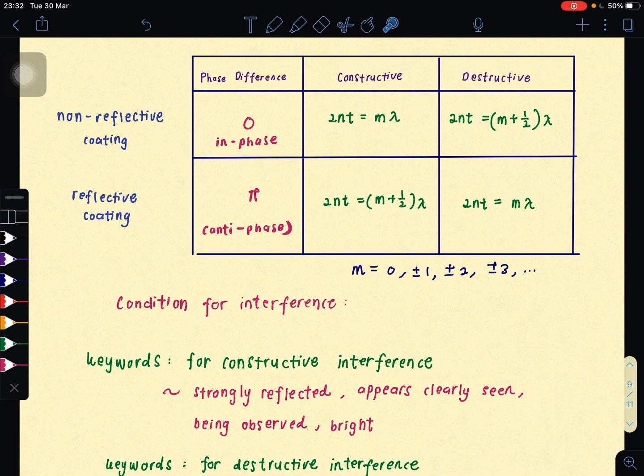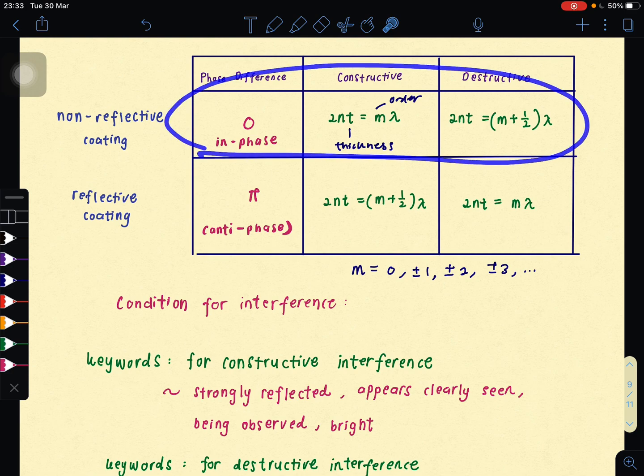So untuk in phase, constructive is 2nt = mλ. Di mana n dekat sini adalah the refractive index, and then t adalah thickness. Okay, m is the order, which can be 0, 1, 2 or 3. So depends kepada soalan. And then for destructive is 2nt = (m + 1/2)λ. So untuk anti-phase dia akan terbalik. Destructive is now for constructive untuk anti-phase, and then constructive is now for destructive untuk anti-phase. So yang paling senang, we just remember this one lah. Hafal satu, so untuk anti-phase dia akan terbalik.